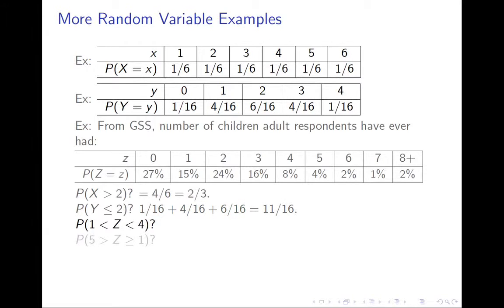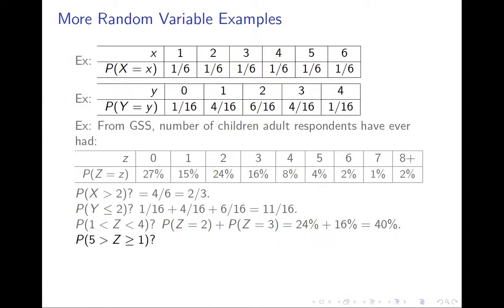What's the probability that someone has more than 1 child but fewer than 4? That is that z is greater than 1 and less than 4, which we write like that. Well, that's a fancy way of saying it's 2 or 3, because those are the only possibilities for z which are between 1 and 4 exclusive. So we just add up the probability of 2 and the probability of 3, and we get 40%.